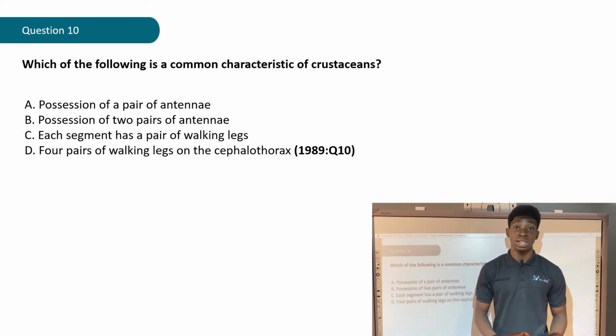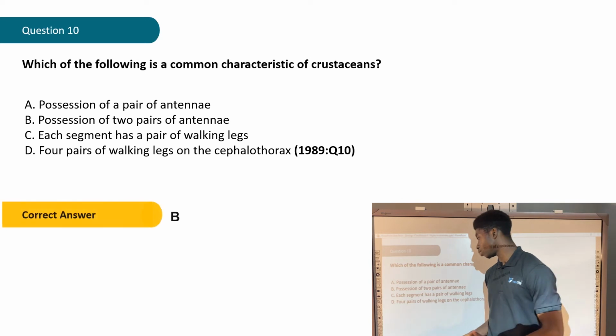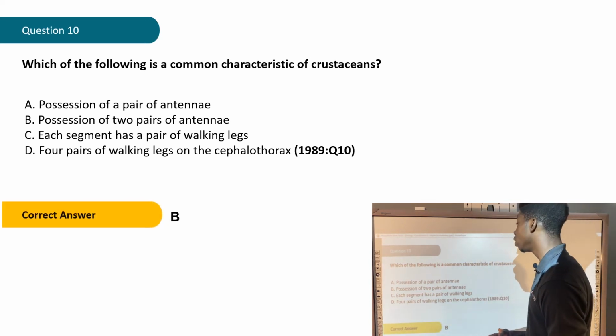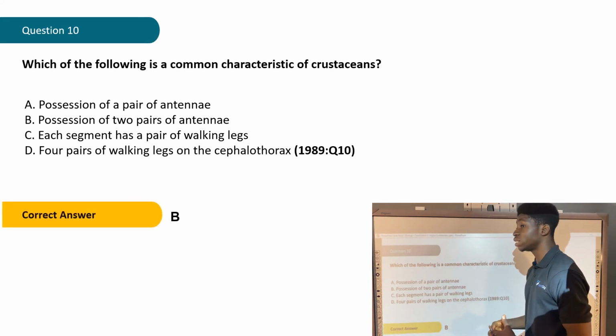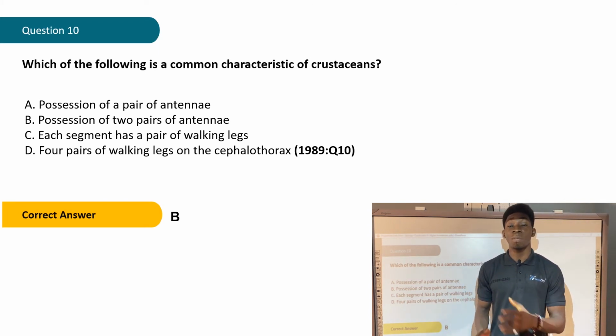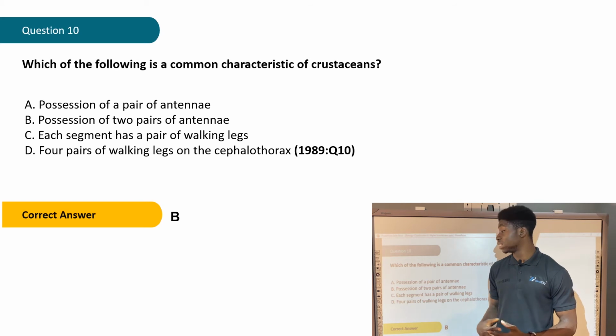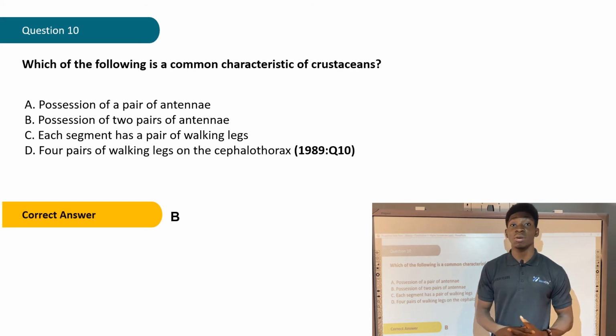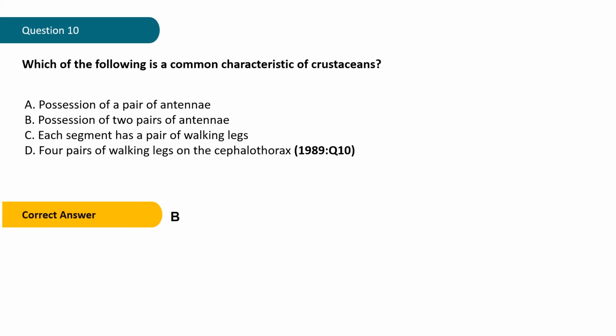Okay, let's check out what the correct answer says. The correct answer is B, possession of 2 pairs of antennae. Crustaceans do not have 1 pair of antennae. They have 2 pairs. That is why the correct answer is B, possession of 2 pairs of antennae.